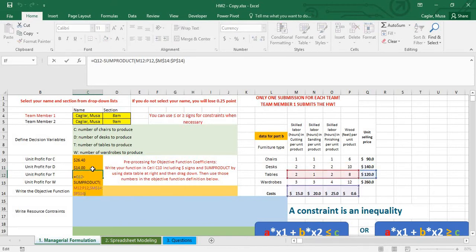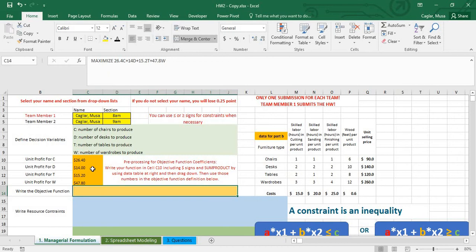For this one, the idea is the same. I am not using dollar signs for the red range. That's why it's changing when I drag down. But the range with the dollar sign does not change. This is the idea of fixing.